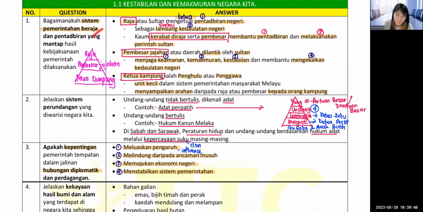if they ask you about sistem pemerintahan beraja, you need to know the organization, from the Raja to Pembesar Jajahan to Ketua Kampung. The Raja, guys, is the Ketua Pentadbiran Negeri, 1 mark. And it is Lambang Kedaulatan Negeri, 2 marks. Guys, you can see, right? 1 and 2 marks. If in exam they ask you, Peranan Raja.